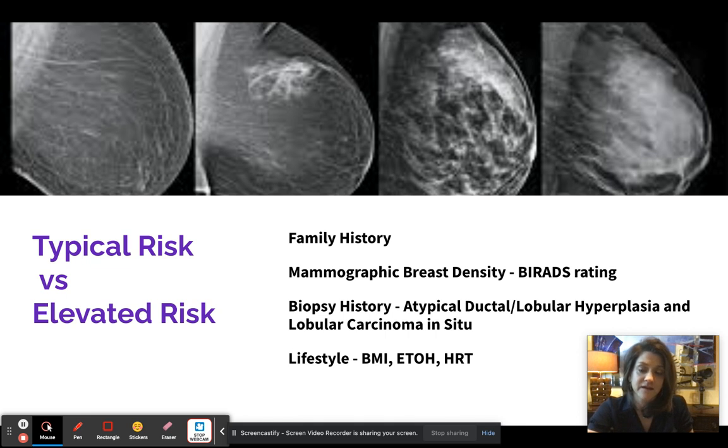Lifestyle should also be considered. What's their BMI? Is it elevated? Do they have more than 2 drinks a day? Are they a hormone replacement user, or do they have long-term oral contraceptive use? So we can take all of these factors and create an actual percentage number. In cancer, anyone who has more than 1 to 2 times the risk of a typical patient is at higher risk. In breast cancer, if a patient has a greater than 20% lifetime risk of developing cancer, that's considered elevated.